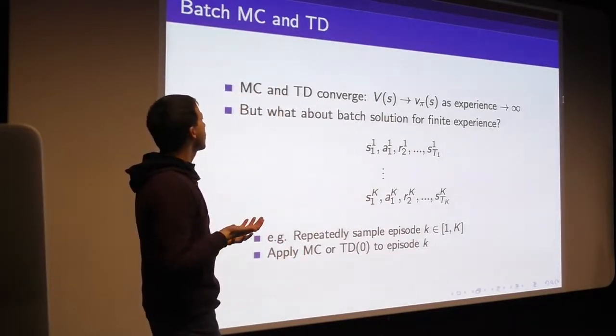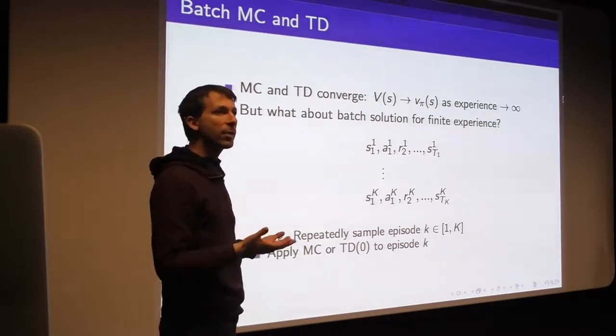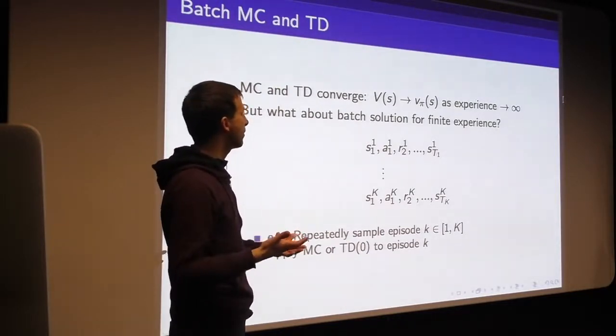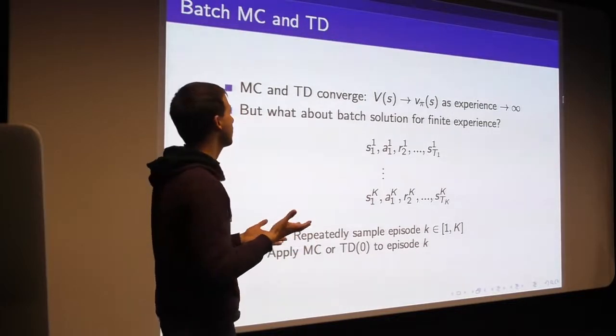Okay. So we've seen so far that these approaches converge. Both for Monte Carlo and TD we converge. We find the true value function as you add in an infinite amount of experience.